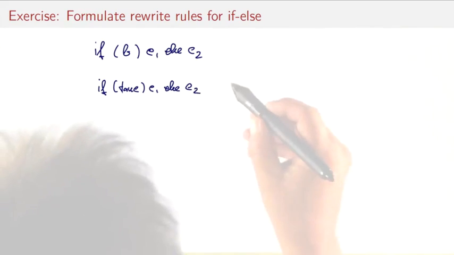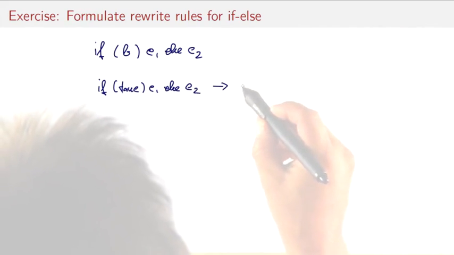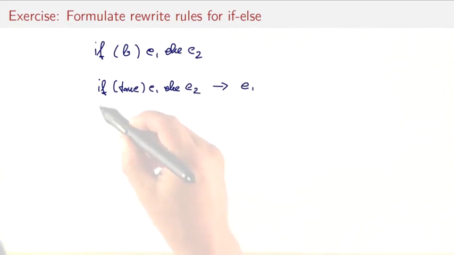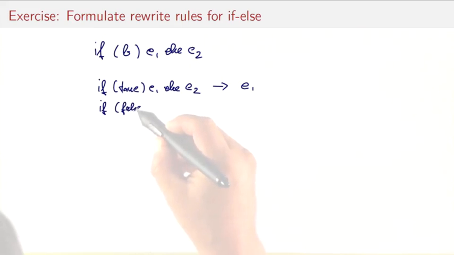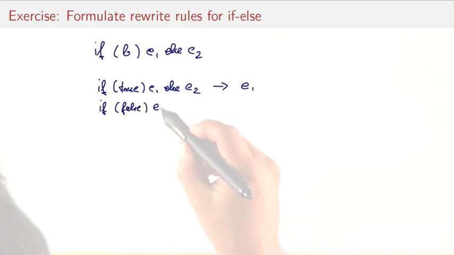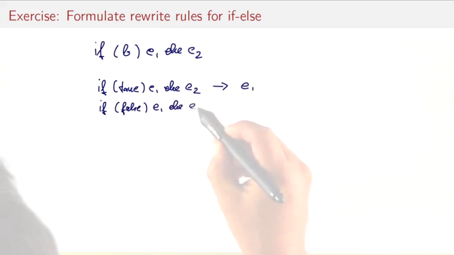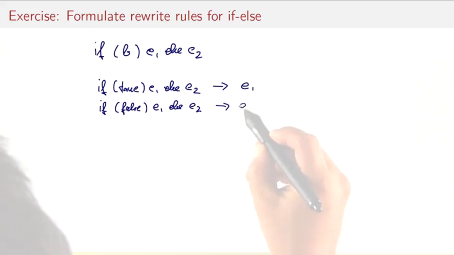What would that rewrite to? Well, it would rewrite to the then part e1. And conversely, if the Boolean condition is false, then the conditional would rewrite to the else part e2. So those are the two rules that we are after that characterize the behavior of the conditional completely.